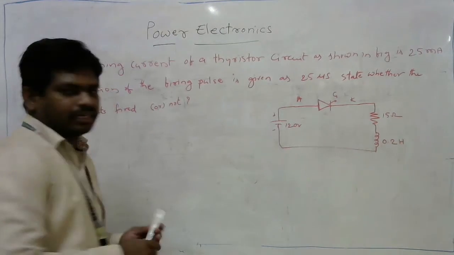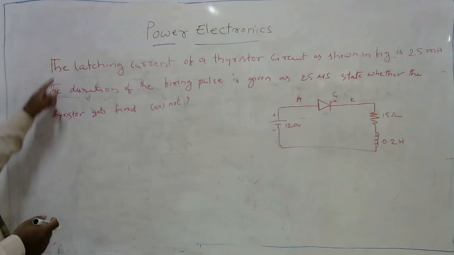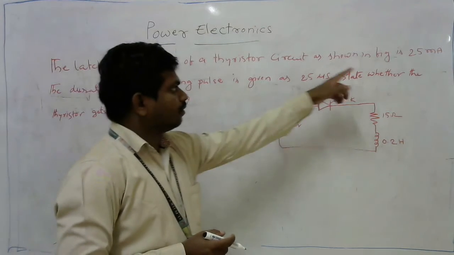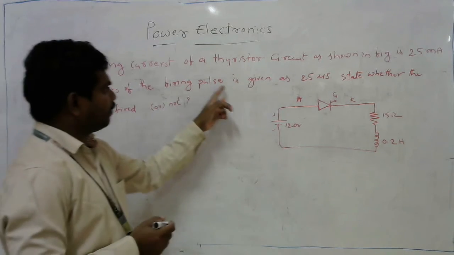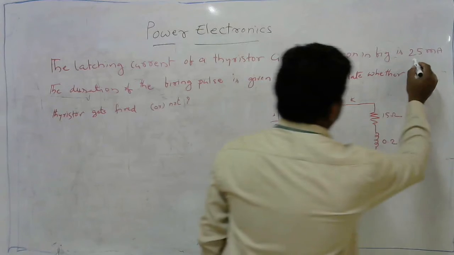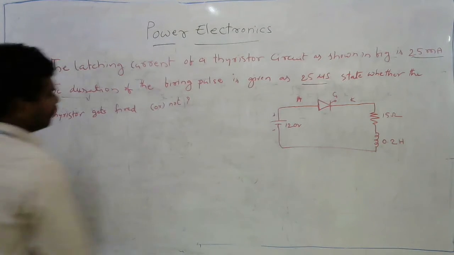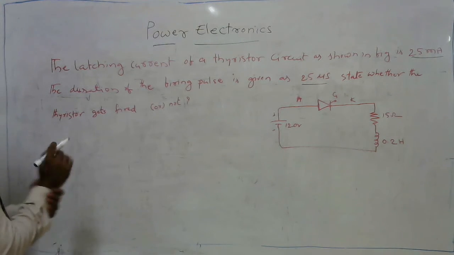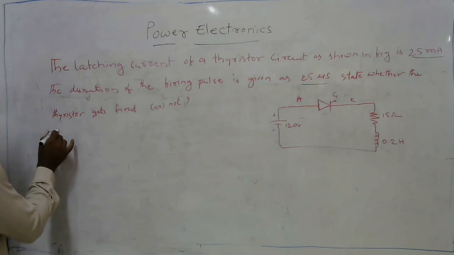We'll see one problem here regarding latching current. The latching current of a thyristor circuit as shown in the figure is 25 milliampere. The duration of the firing pulse is given as 25 microseconds, and we have to state whether the thyristor gets fired or not. First of all, we should know one condition: Tc must be greater than Td.